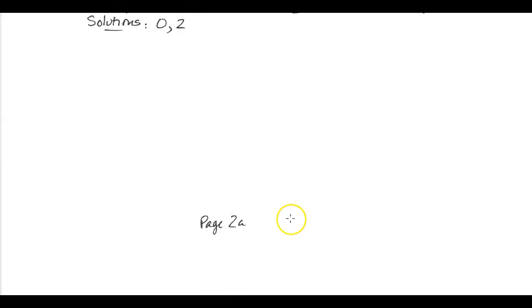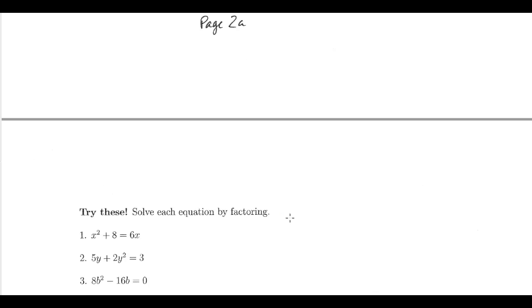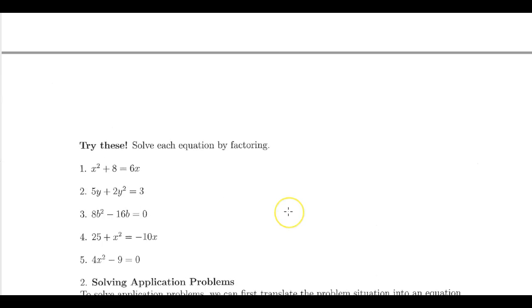Okay, so this brings us to you having some time to solve and try these problems. And so try these 5 equations. I'm going to pause the video. You should pause the video and come back and check your work.